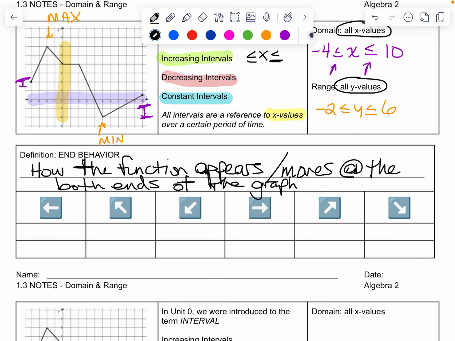Let's have a word about end behavior. 1.3 notes here, domain and range, and for the first time we're going to be introduced to arrows and what exactly that means for us in this scenario. So the one thing I want us to consider is end behavior, how the function appears or moves at both ends of the graph.